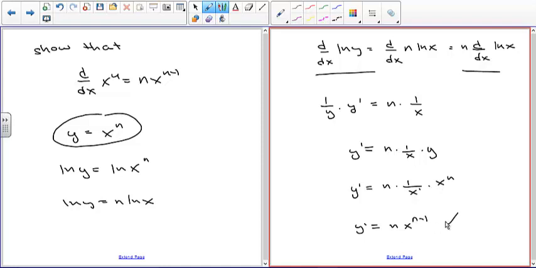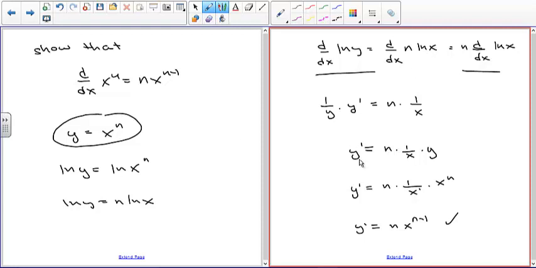So there you go. That's the rule, and I didn't make any assumptions about n being any special kind of number. It was just a number. So I took the logarithm of both sides, used the properties of logarithms to simplify it. Then I took the derivative.